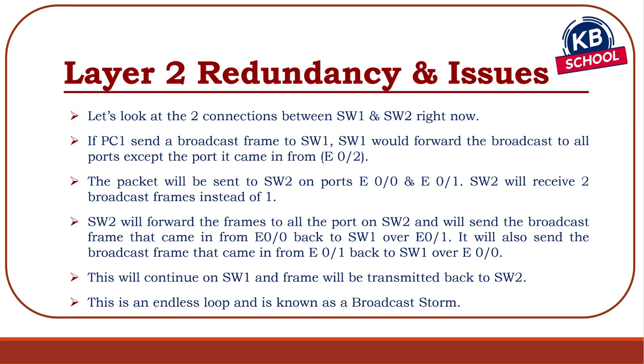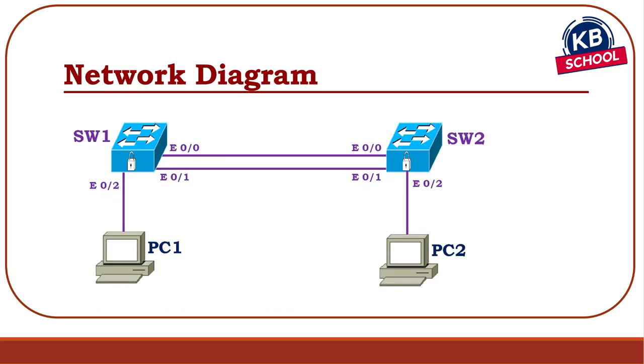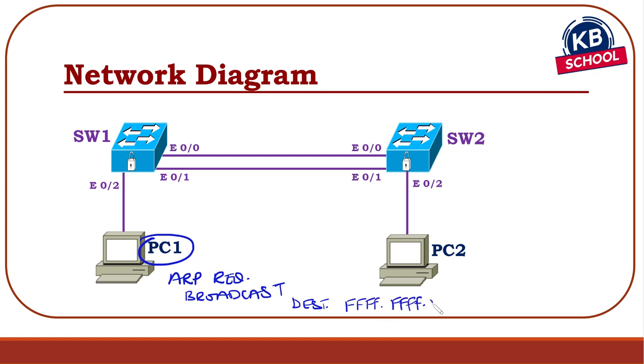Let's take a look at the two connections between switch 1 and switch 2 right now. Now, what happens is this. Let's say this PC over here sends a broadcast. He sends an ARP broadcast, or ARP request, which is a broadcast. Any broadcast that comes in has a destination address at layer 2, because the switches forward at layer 2, of all Fs. Broadcast means flood it.